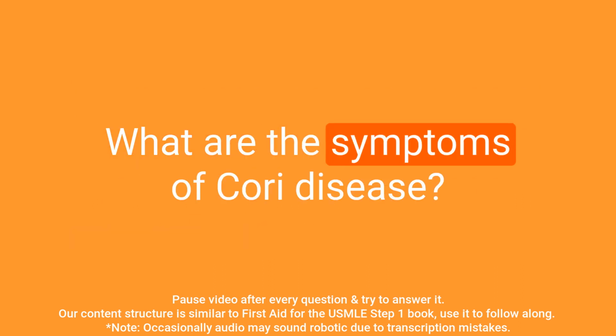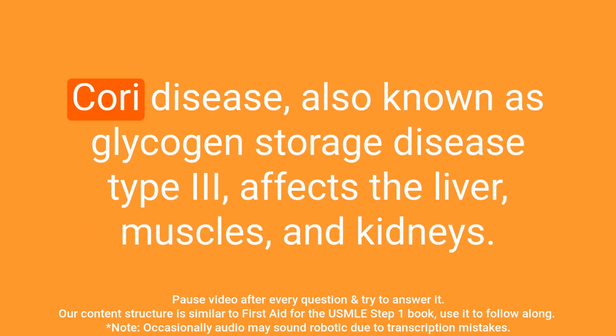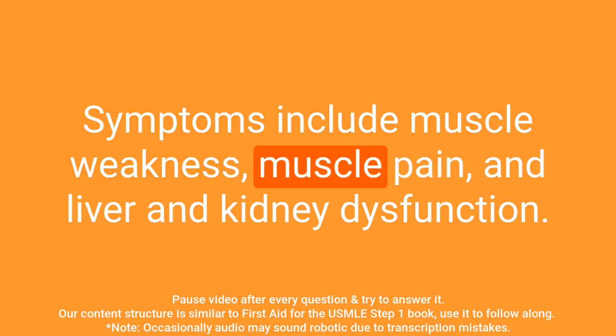Question: What are the symptoms of Cori disease? Answer: Cori disease, also known as glycogen storage disease type 3, affects the liver, muscles, and kidneys. Symptoms include muscle weakness, muscle pain, and liver and kidney dysfunction.